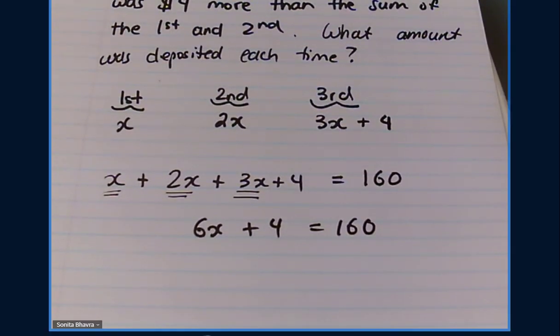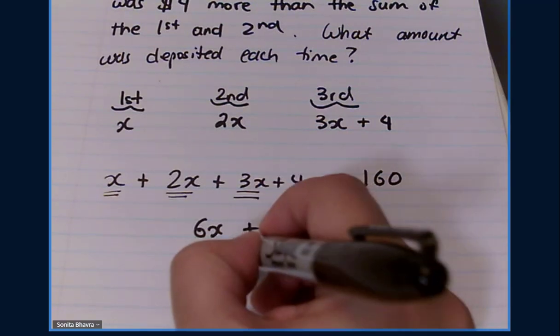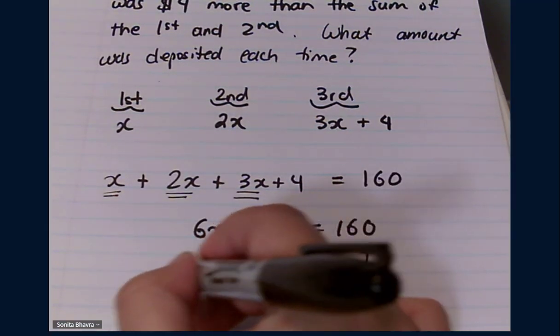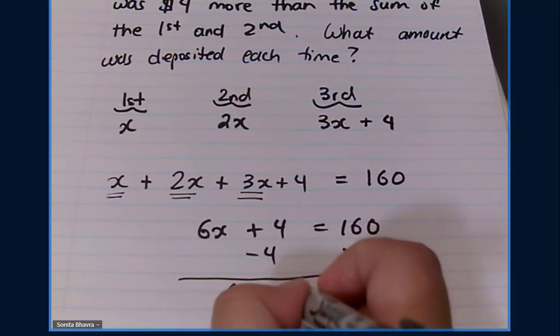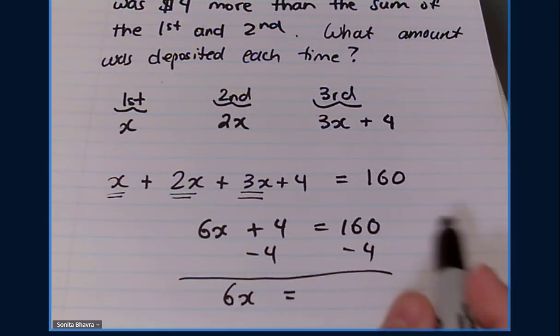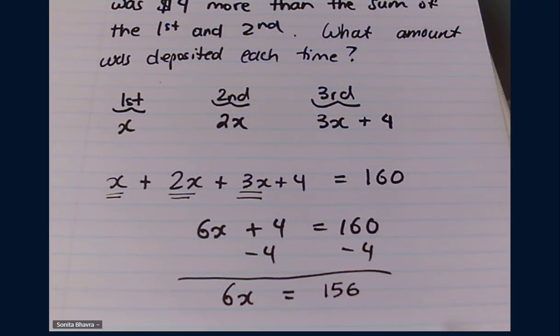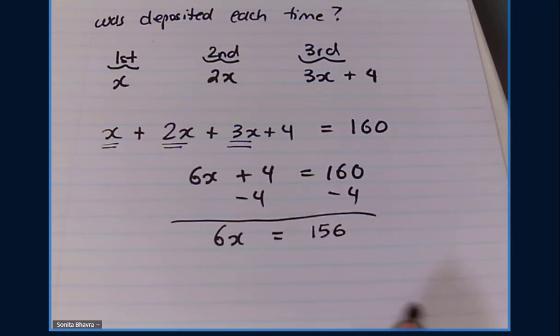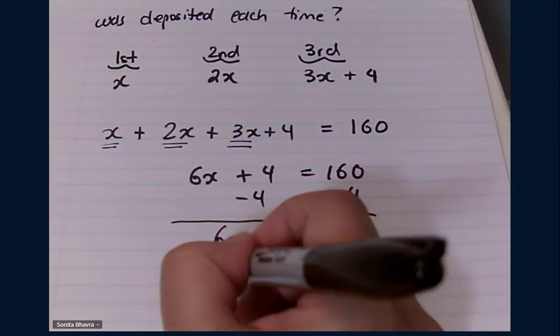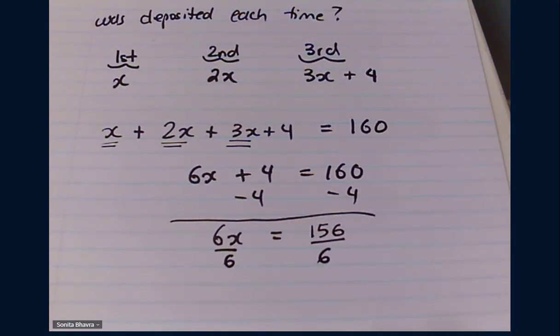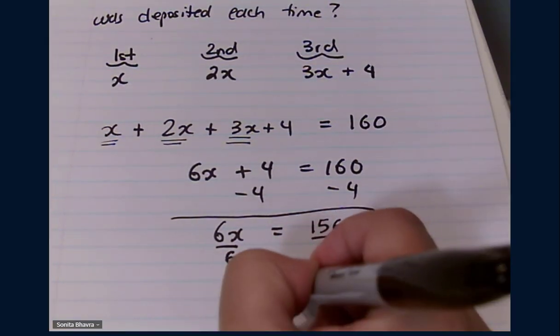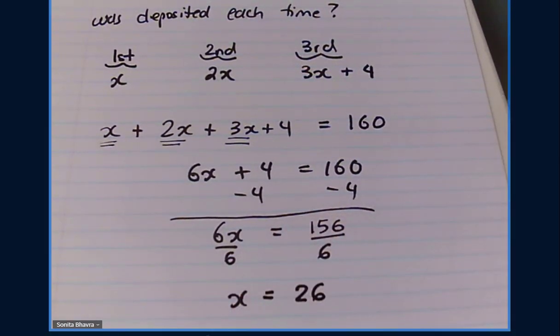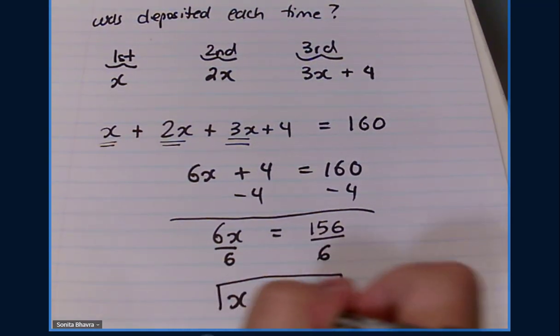And we would now just continue to solve for X. So subtract 4 on both sides, and we have 6X is equal to 156. And then divide by 6 on both sides. All right, so X is equal to 156 divided by 6, which is 26. All right, so now we know what X is equal to.